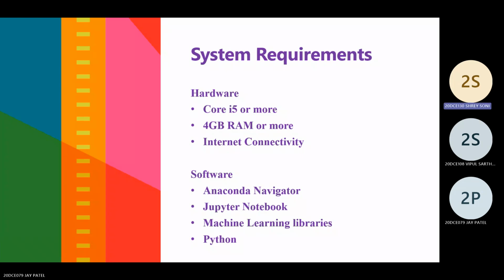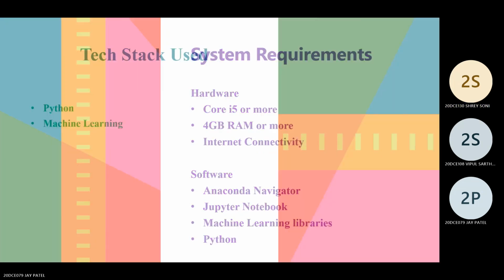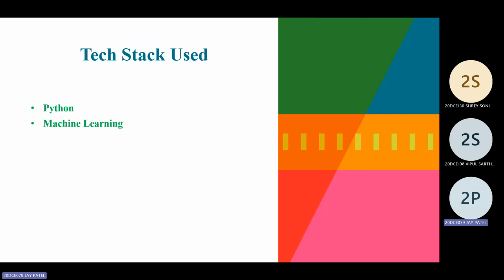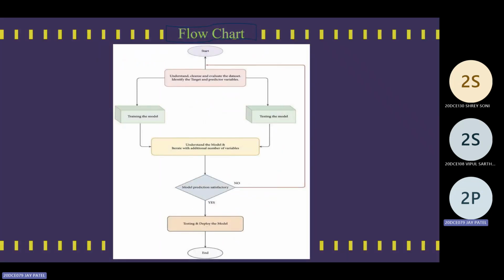System requirements are Intel Core i5, 4GB RAM, internet connectivity. Software requirements are Anaconda Navigator, Jupyter Notebook, machine learning libraries, and Python. And this is the tech stack used, Python and machine learning. And this is the flow chart.